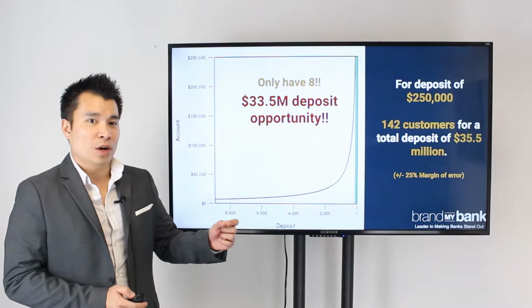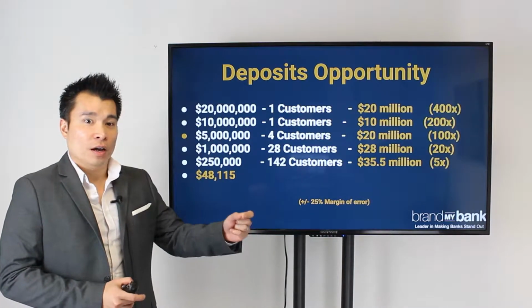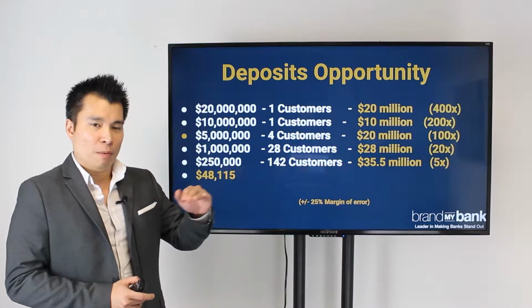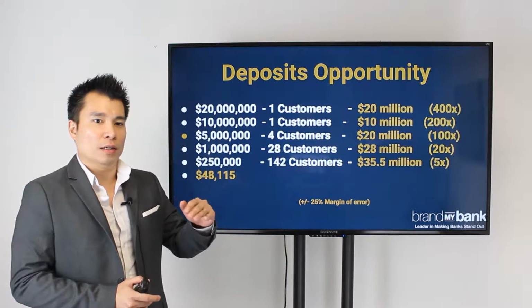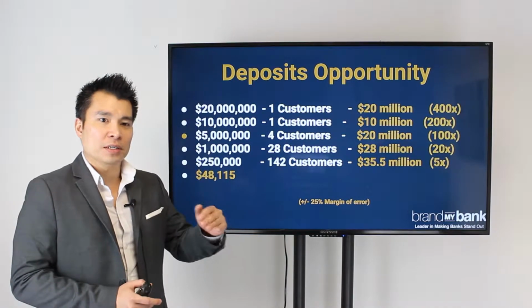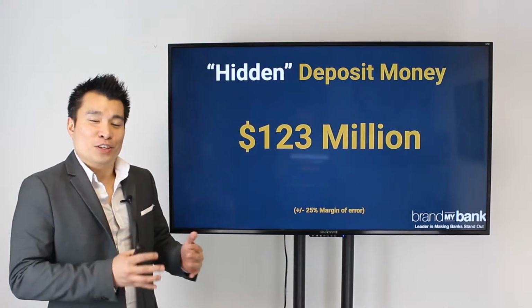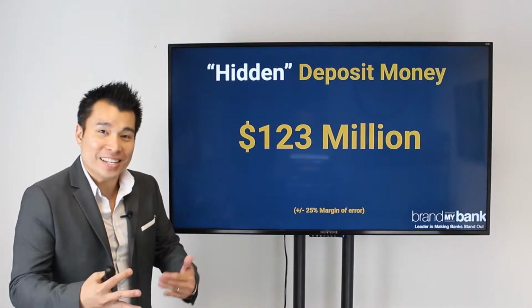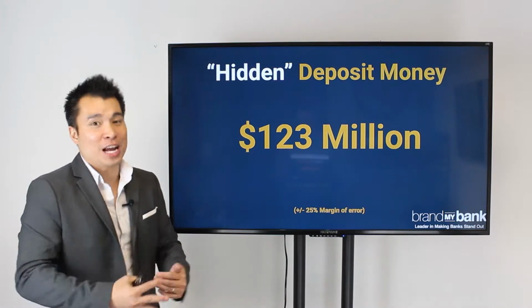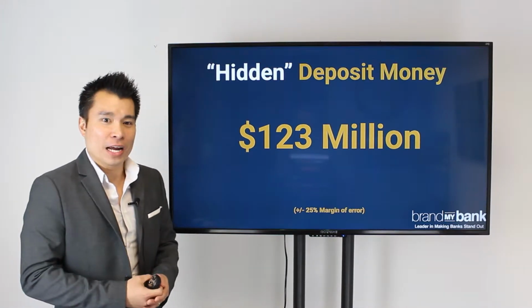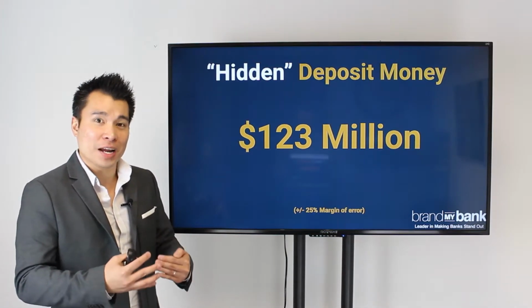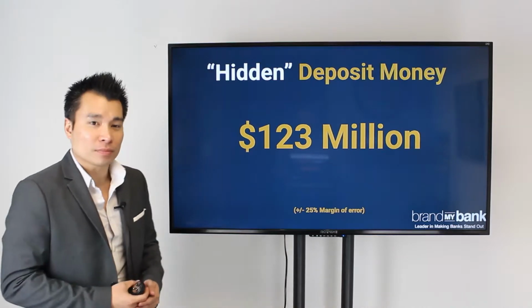Now, when I researched further from different deposit levels, like $250,000, $1 million, and $5 million, and so on and so forth, I found out that they are leaving a total of $123 million in deposit money on the table. That's scary, right? $123 million for a community bank, that's a lot of money for them.